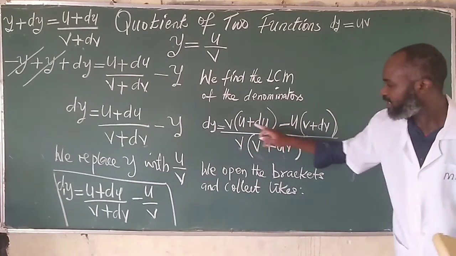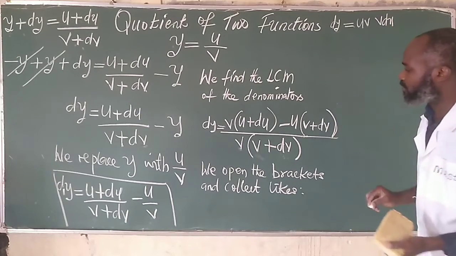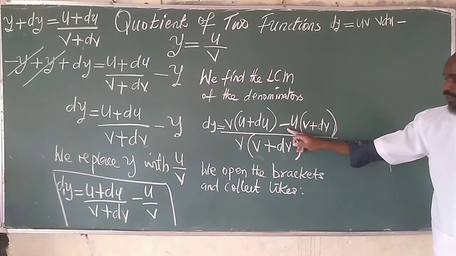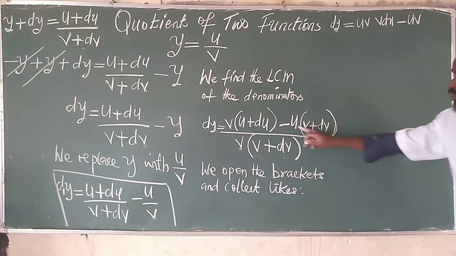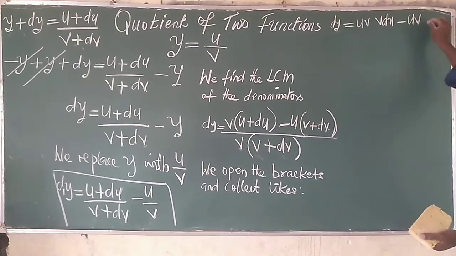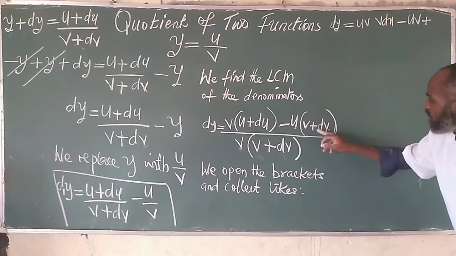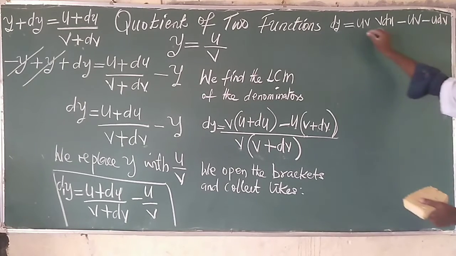V again times this is going to give us v du. We put a minus sign. Look at this. U times this is going to give us uv. And then u finally multiply this is going to give us, remember, minus u times this. We change this. No longer plus, it's going to be minus. It's going to be minus u dv all over.